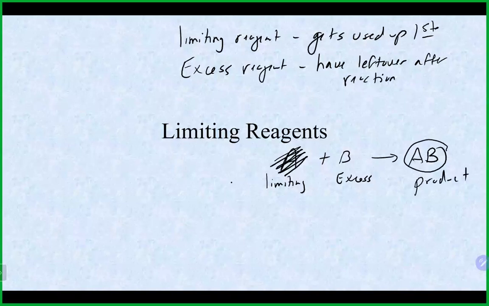Because in order to make our product, I need an A and a B coming together. So once I run out of A, there's no possible way for you to make any more product in this case. And the importance of that is it is always the limiting reagent that determines how much product you make.